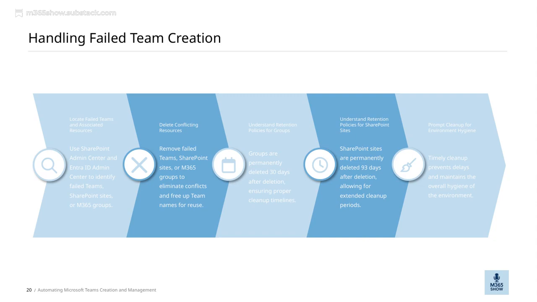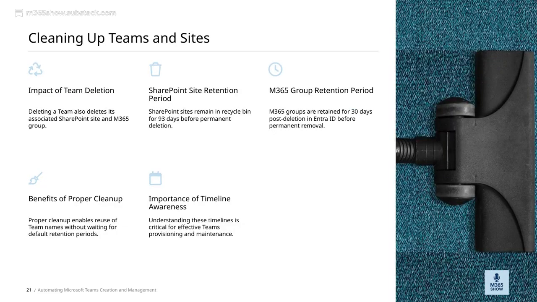To do this effectively, we can use the SharePoint Admin Center and Entra ID Admin Center to identify any failed resources. These tools allow us to locate failed teams, SharePoint sites, or M365 groups quickly and take appropriate action. Overall, proactive cleanup helps us avoid clutter, prevents conflicts, and ensures a smooth, efficient environment for everyone. Understanding these timelines is truly critical for effective Teams provisioning and ongoing maintenance.